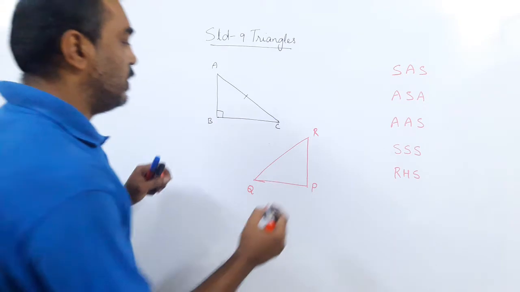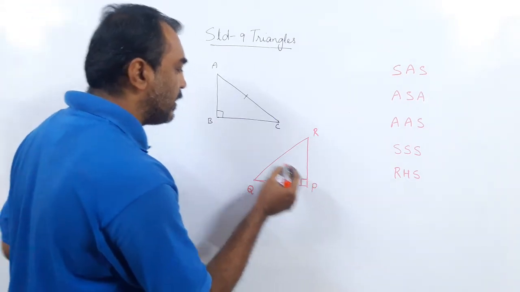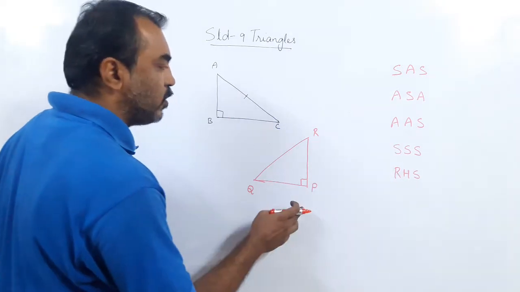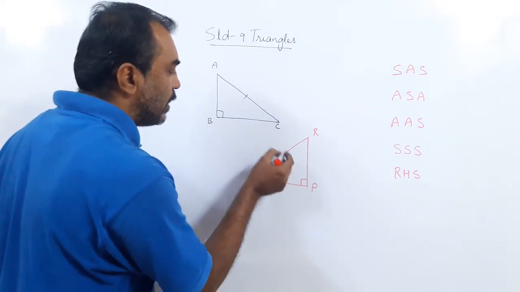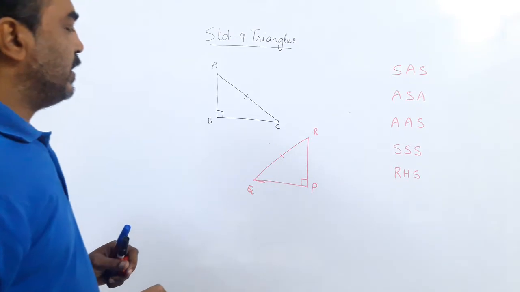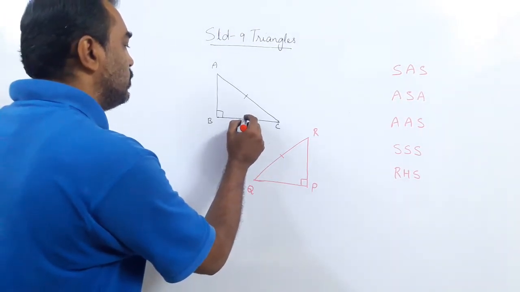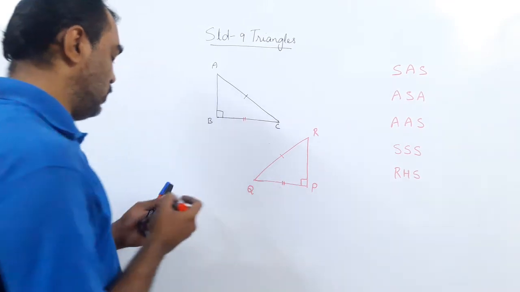Here I have given right angle. So there are two right angle triangles. Can you see this? Two right angle triangles. The right angles are equal, always 90 degrees. The hypotenuse is equal, and we have to take one side. So let me take this side. BC is equal to PQ.